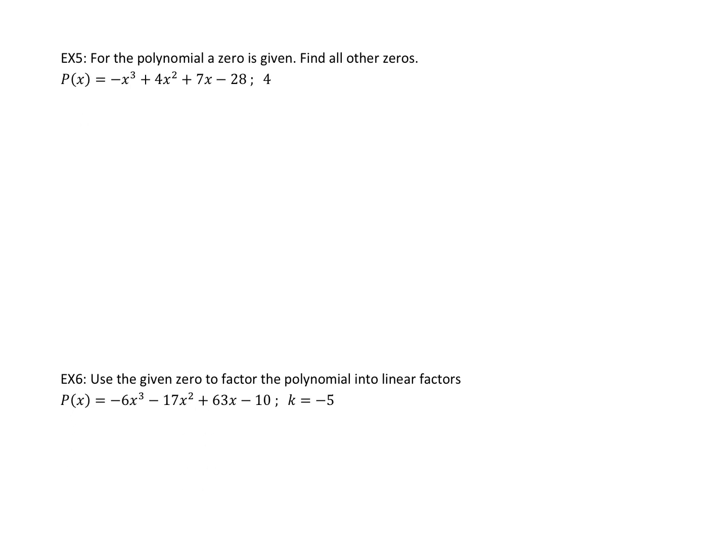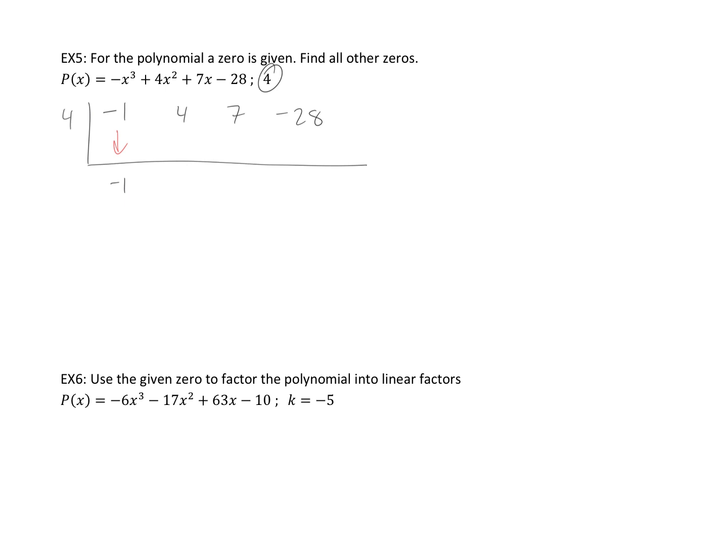So example 5, for the polynomial, a 0 is given. Find all other zeros. So we're given the polynomial p of x equals -x cubed plus 4x squared plus 7x minus 28, and we're given the 0 of 4. So we already know 4 is a 0. How do I find the factoring of this? Well, usually it's best to use the synthetic division. So I'll go ahead, set this up for synthetic division. And let's go ahead and start dividing.